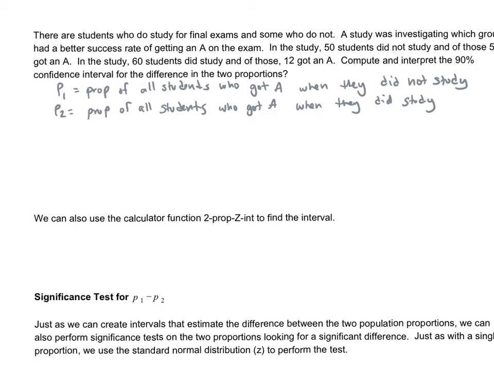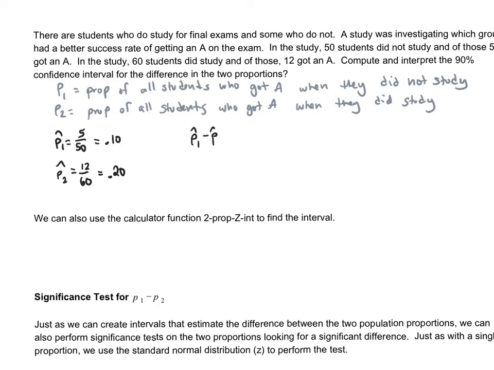So let's go ahead and figure out what we have. Well, we know P hat 1, the information I got from P hat 1, I had 5 out of 50 who got an A when they didn't study. That's 10%. P hat 2, I had 12 out of the 60 who did study and got an A. And that, of course, is going to work out to be 0.2. So we're going to use these two estimates to figure out what the difference between the two parameters are.